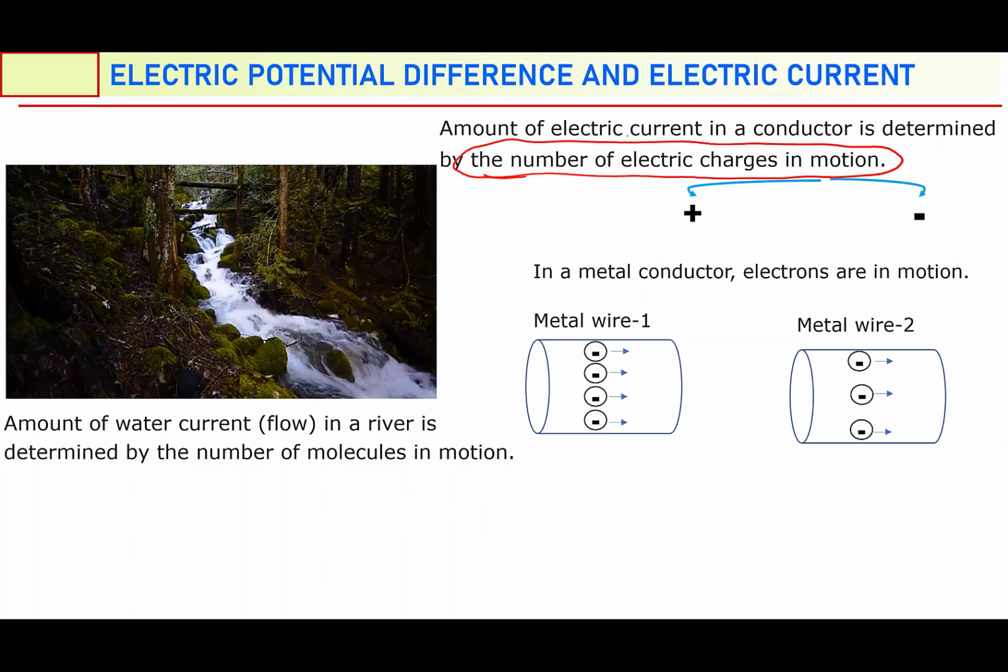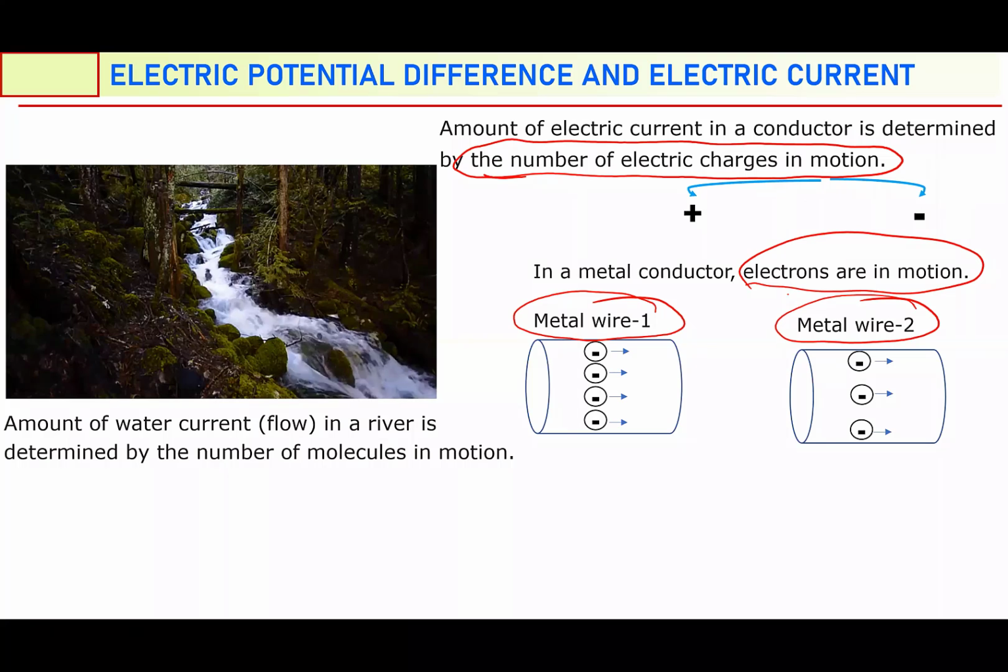So in a metal conductor, electrons are in motion. Just as I explained, electrons jump from one atom to the next one, from the next to the next one. Electrons are in motion in metal conductors. So now I draw here two metal wires, wire 1 and wire 2. Look at them, I draw a model. In one of the wires, 4 electrons are in motion. In another wire, 3 electrons are in motion.